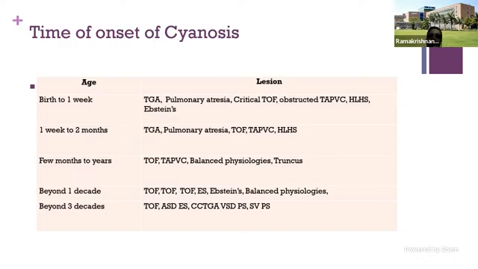The same thing remains, but beyond 1st decade, everything is tetralogy, Eisenmenger and Epstein's, and rarely you can find some balanced physiologies. And beyond 3rd decade, onset of cyanosis is generally true for TOF, ASD, Eisenmenger commonly, or some rare forms of VSD, Eisenmenger can also start having cyanosis around 25 years of age. CCTGA, VSD, PS, and single ventricle PS.